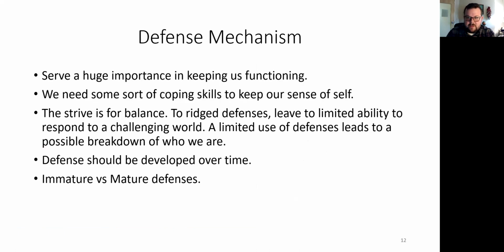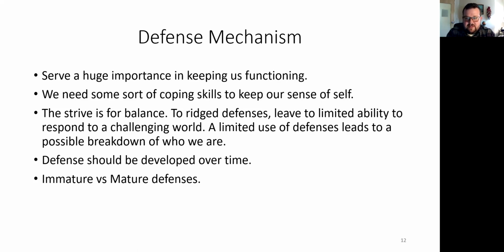Okay, so with this, to go deeper into defense mechanisms, this is probably the strongest component of these theories. There's been a lot written on defense mechanisms, so you're also going to hear of coping skills. So essentially, many of the behaviors we engage in are to somehow protect ourselves or to deal with the stress and anxiety of life. So this is how we cope. We need some sort of coping skills to keep our sense of self. The strive is for a healthy balance. Again, I've said that multiple times. That's the key takeaway. We want a healthy balance of our behaviors and our personality traits.